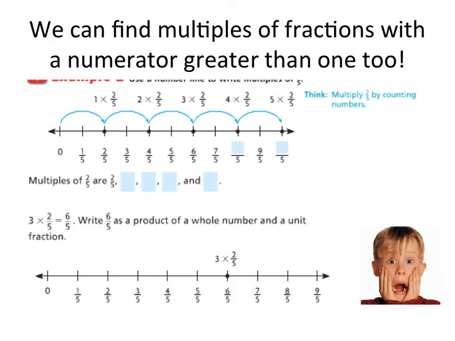Now we can find multiples of fractions with a greater numerator than 1. Here we go. We did 1 earlier. But if we look at this one, I can see that if I'm skip counting by 2/5, there's 2/5. 2 more fifths, 4/5. 2 more fifths, 6/5. 2 more fifths, 8/5. 2 more fifths, 10/5.